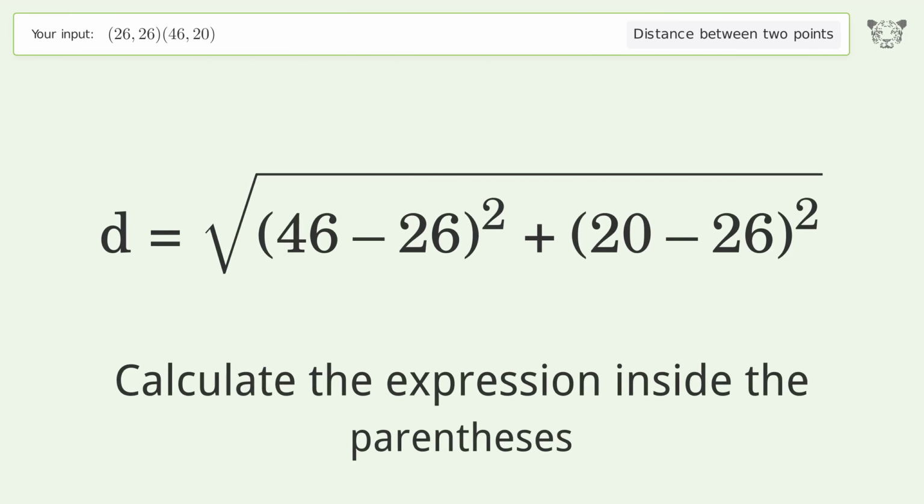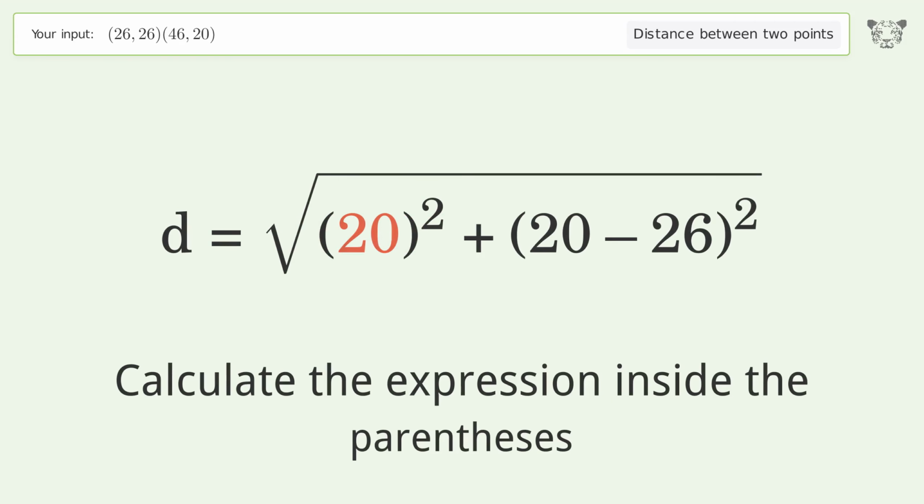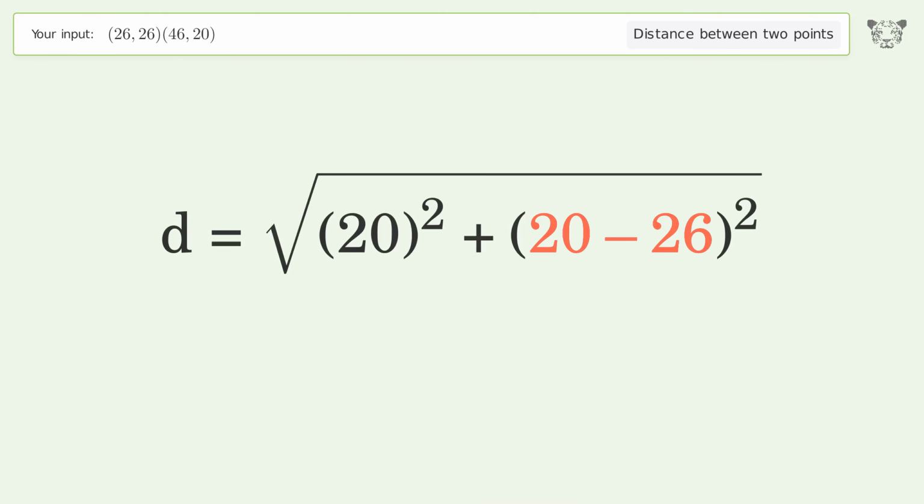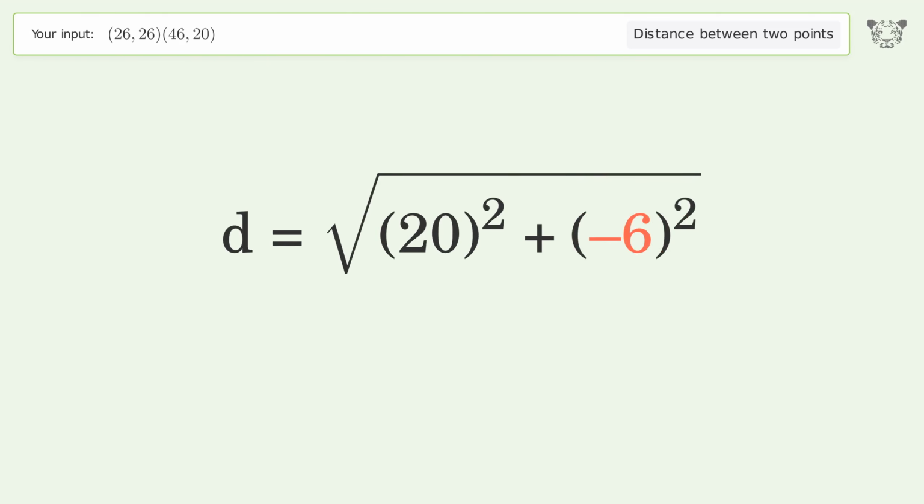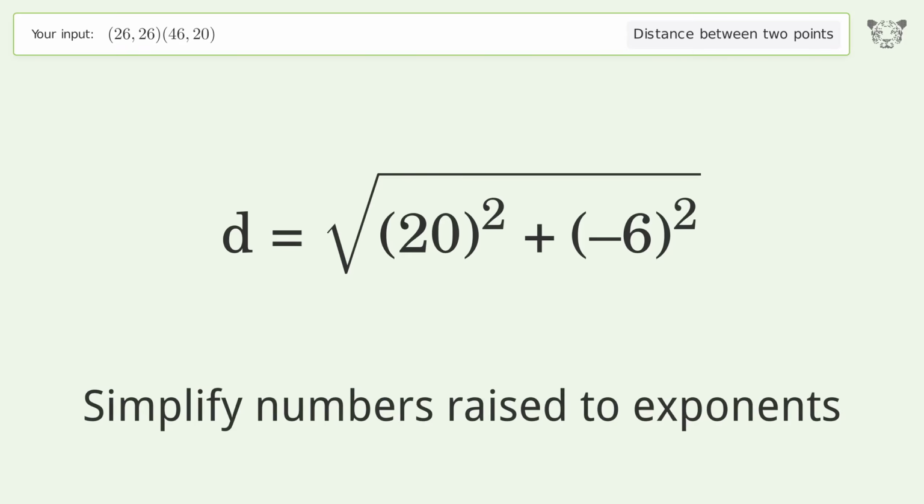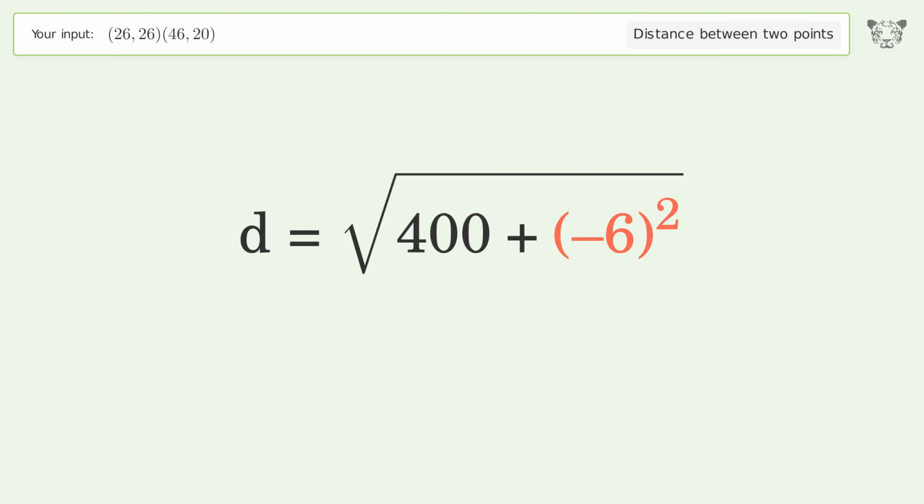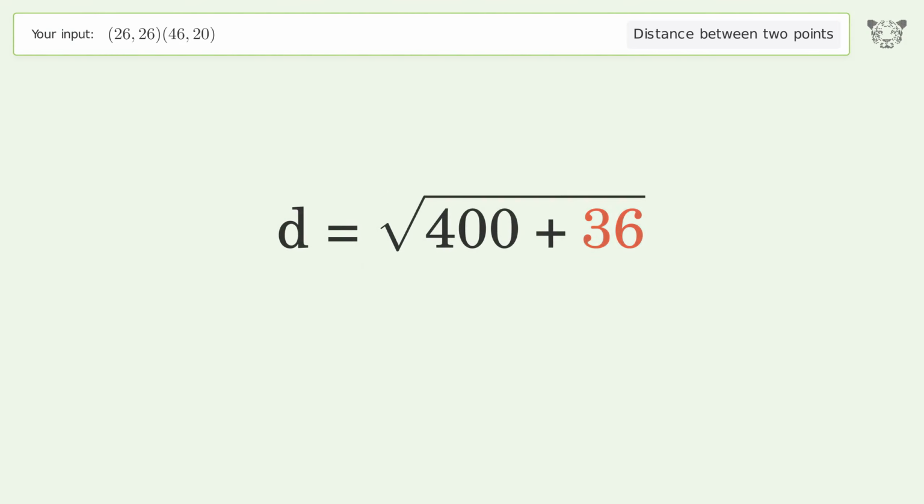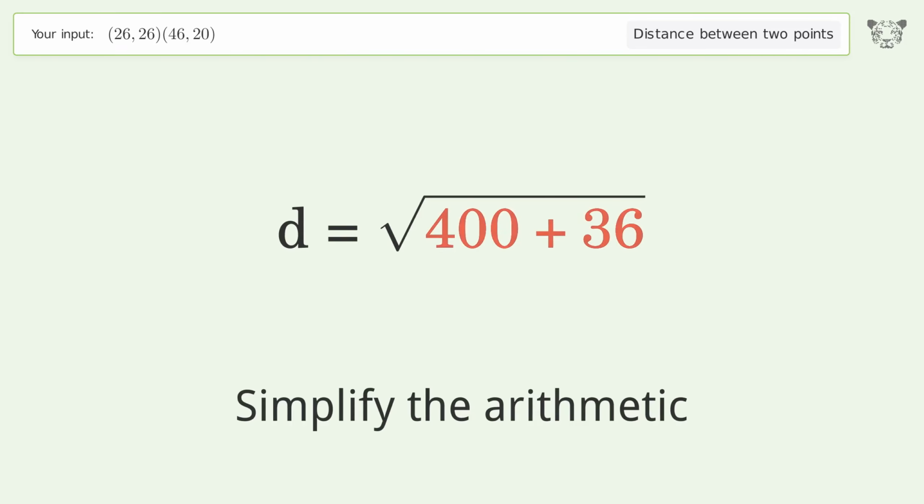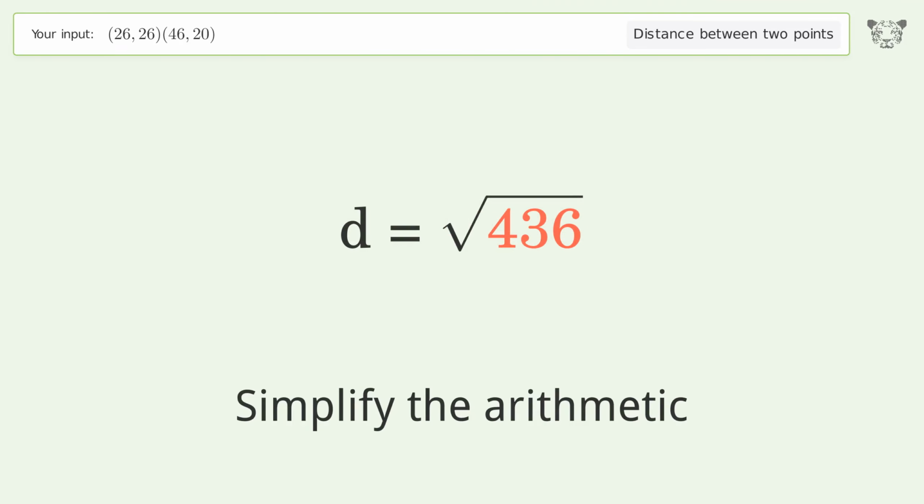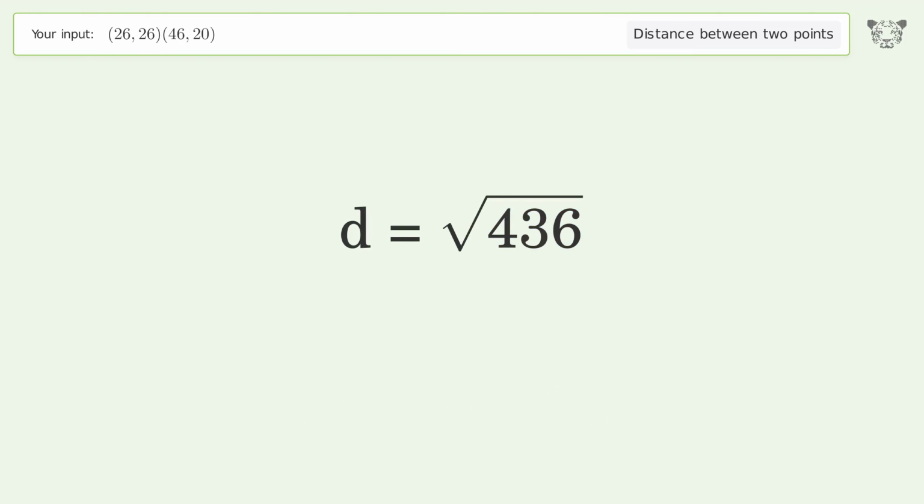Calculate the expression inside the parentheses. Simplify numbers raised to exponents. Simplify the arithmetic. And so the distance between the 2 points is the square root of 436, or 20.881.